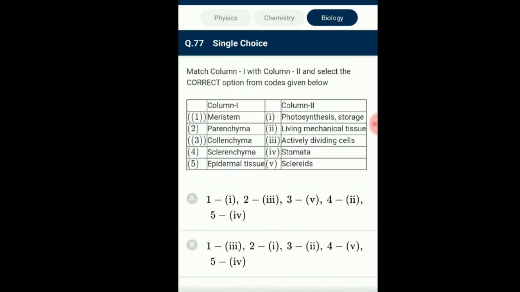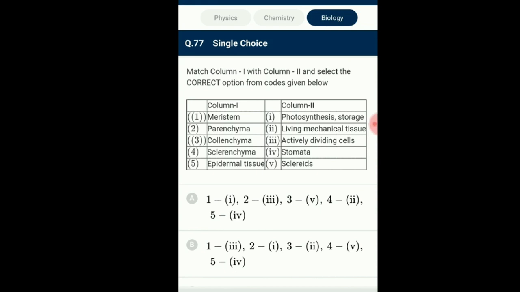From the given two columns, meristem is matching with meristematic tissues, which are actively dividing cells. Parenchyma cells: the main function of the parenchyma cell is storage. But in some parts of the plant body, parenchyma cells contain chlorophyll pigment that carries out the process of photosynthesis. So the parenchyma is matching with, from the second column, 1.